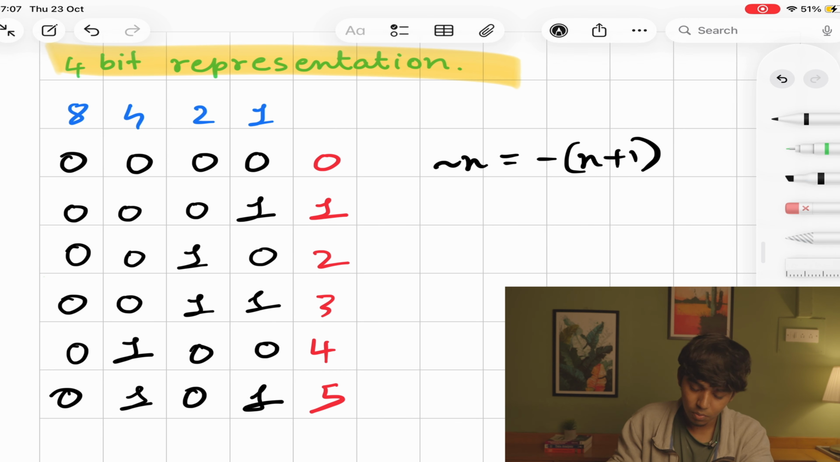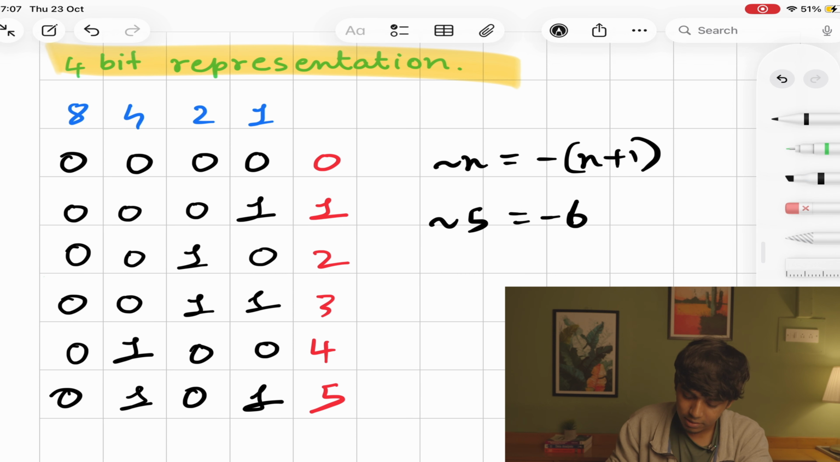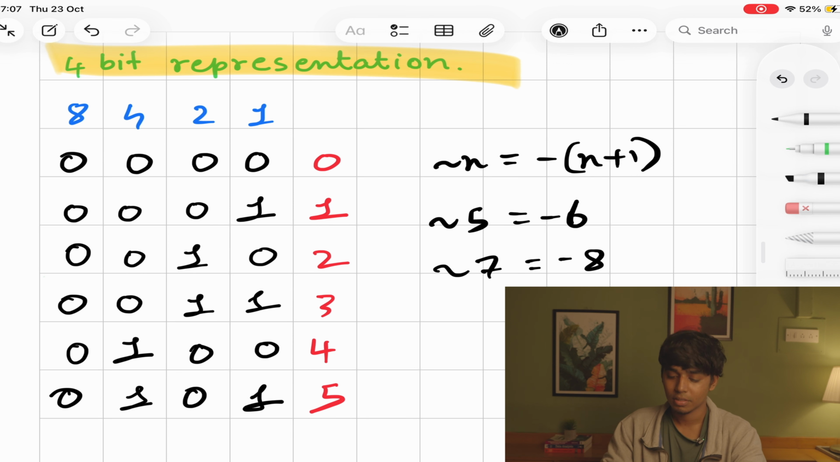with plus 1 to it. What do I mean by this? When I say negation of 5, for example, it's going to give you minus 6. Negation of 7, it's going to give you minus 8. So why is that happening? The reason is, in order to understand these parts, you have to know what is 1's complement and 2's complement.